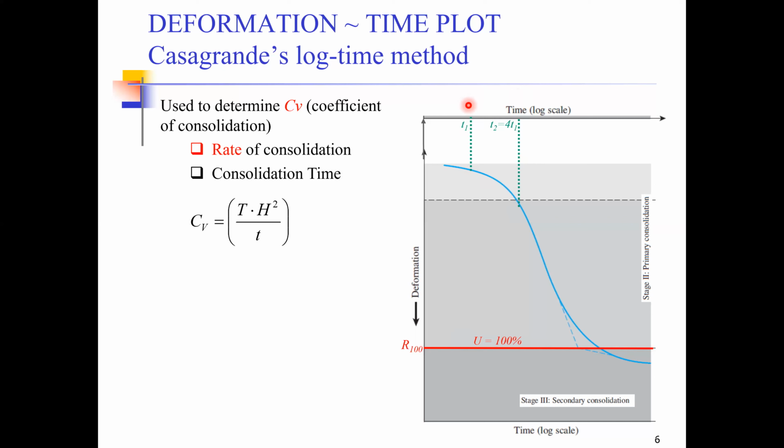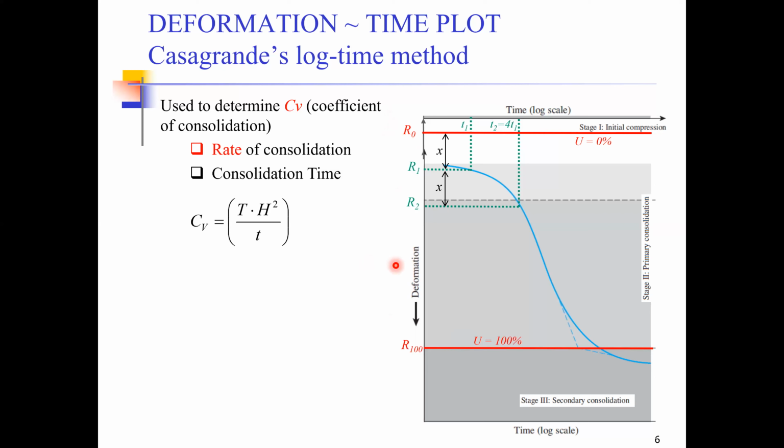So if this is t1, let's call the corresponding dial gauge reading R1, and let's call the corresponding dial gauge reading of this t2 as R2. Next, we want to determine the dial gauge reading difference between these two. Let's suppose this difference is X. We take the same distance X above, and at this point, we call it 0% consolidation. So this is how we can determine the location for 0% consolidation, let's call it R0. This is the procedure for determining R0 and R100 on the deformation log time graph.